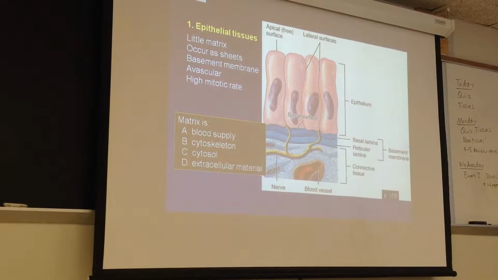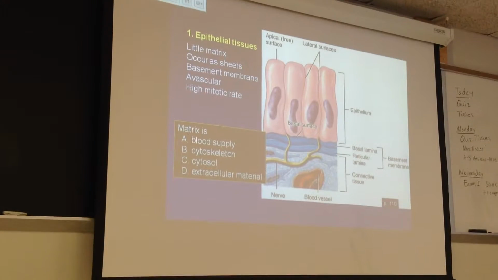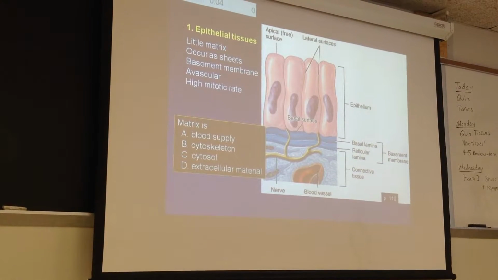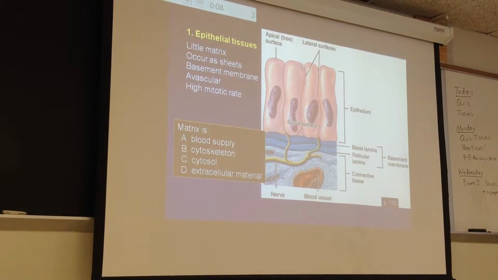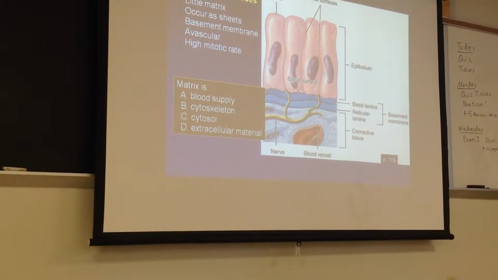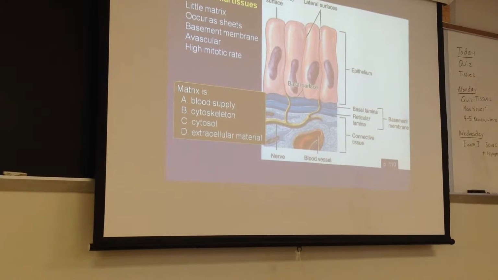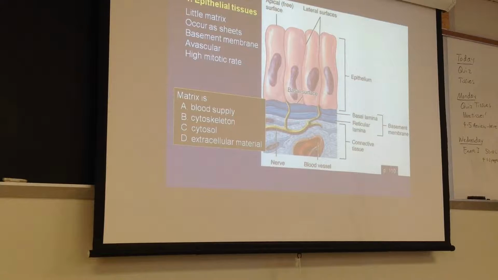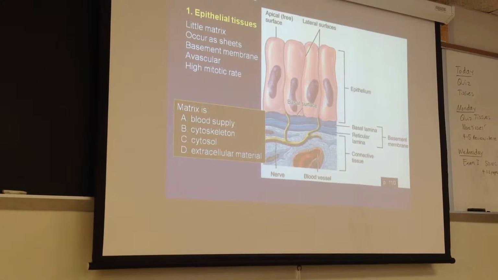Let's see if you remember something that we talked about last time. What is matrix? This is just a reminder from what we talked about last time. What was the word matrix? What did that mean? So, matrix referring to blood supply. This says epithelial tissues have little matrix. They have little blood supply, little cytoskeleton, little cytosol, a little extracellular material. What is that?